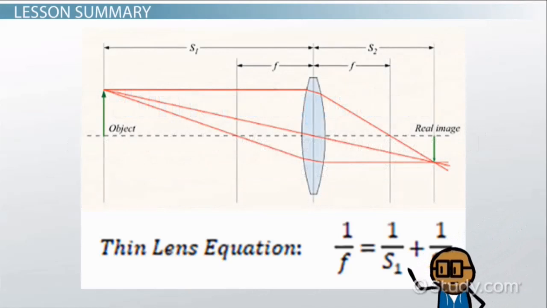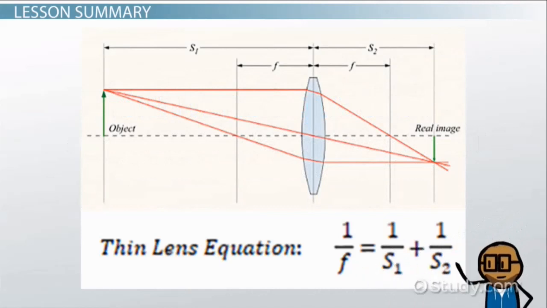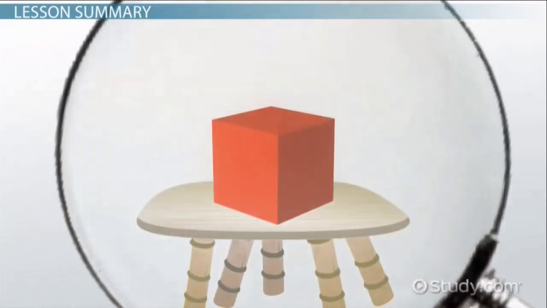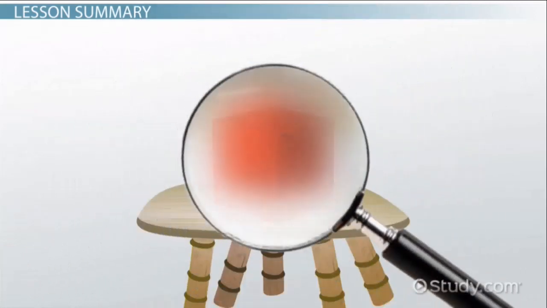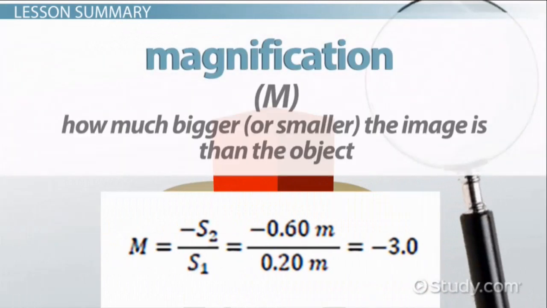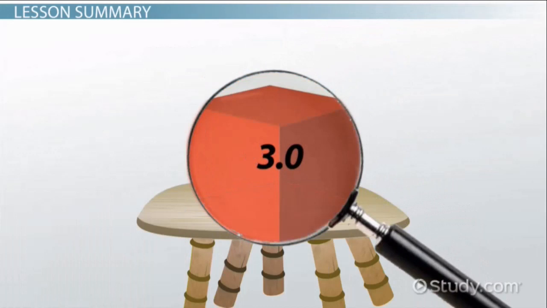In this equation, s1 is the distance from the object to the lens, f is the focal length of the lens, and s2 is the distance from the object to the image. A negative image distance tells you that the image will be virtual, while a positive image distance tells you that the image will be real. Using the information gleaned from the thin lens equation, we can also find out the level of magnification, m, which tells you how much bigger or smaller the image is than the object. If the magnification is a negative value, the image is flipped upside down, and if it's positive, it's right side up. Simple, right?